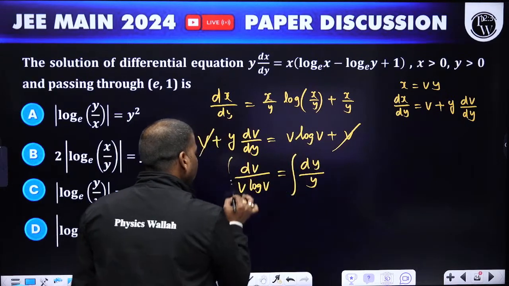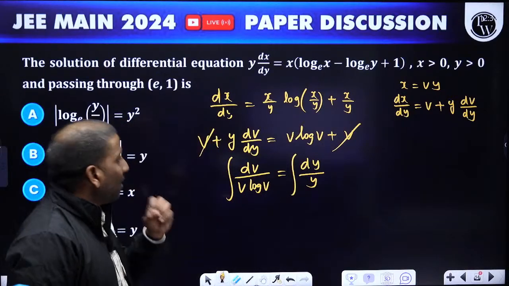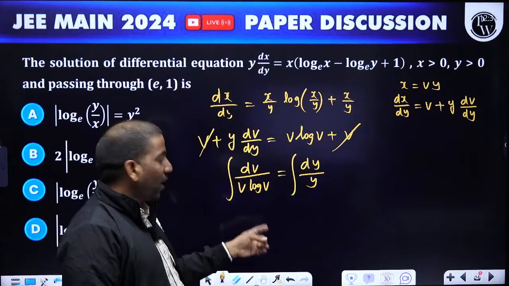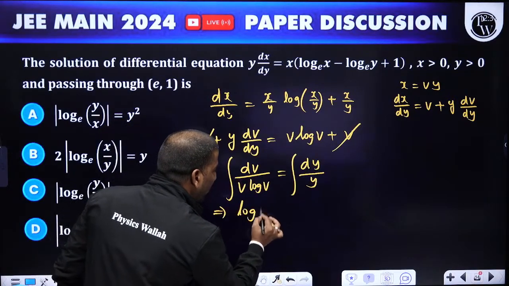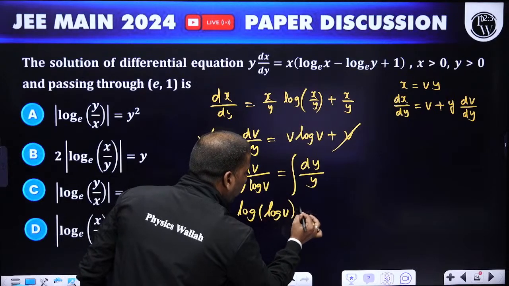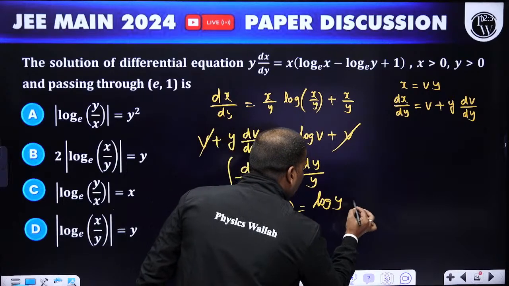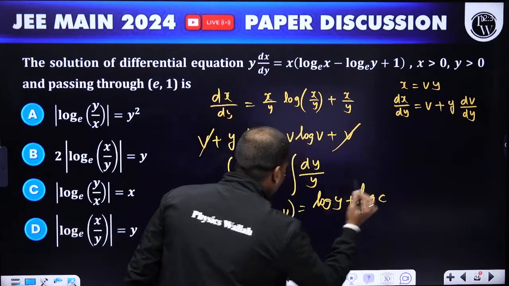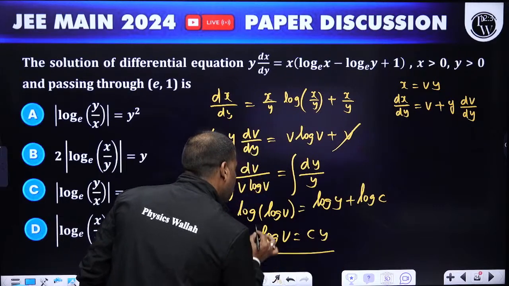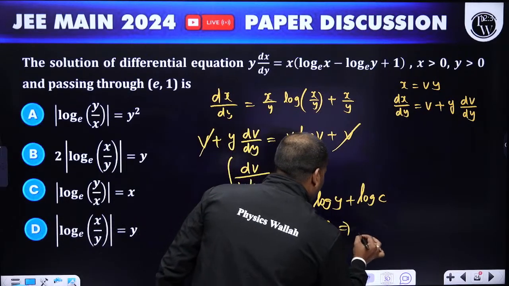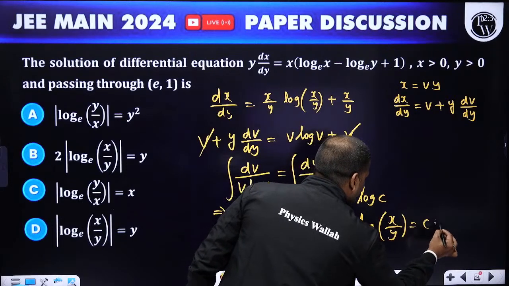Here integral, here also integral. Yes. Log y, derivative 1 by y. So the derivative of log v is here. So that means this is nothing but log of log v, which is equal to log y. Everything is coming in terms of log. Let us write log c. So log v is equal to cy. So this is what it is. So what is v? So log x by y, which is equal to cy.